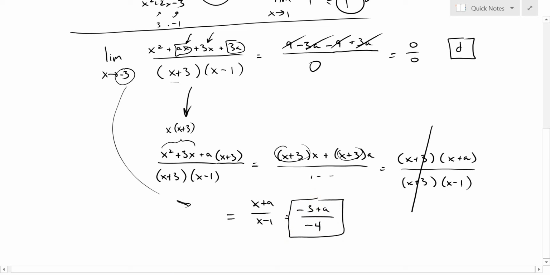Is this type A, type C, type D? Well, you don't have a 0 on the bottom, so it's not type C. It's not 0 over 0, so it's not type D. This is a simple type A problem. This is a finite value. For any value of a, this is just some simple finite value. So there we go. It actually doesn't matter what value of a we pick. We always ended up with a type D that we could algebraically simplify into a type A problem. So the limit always exists and is equal to negative 3 plus whatever that a happens to be, divided by negative 4.